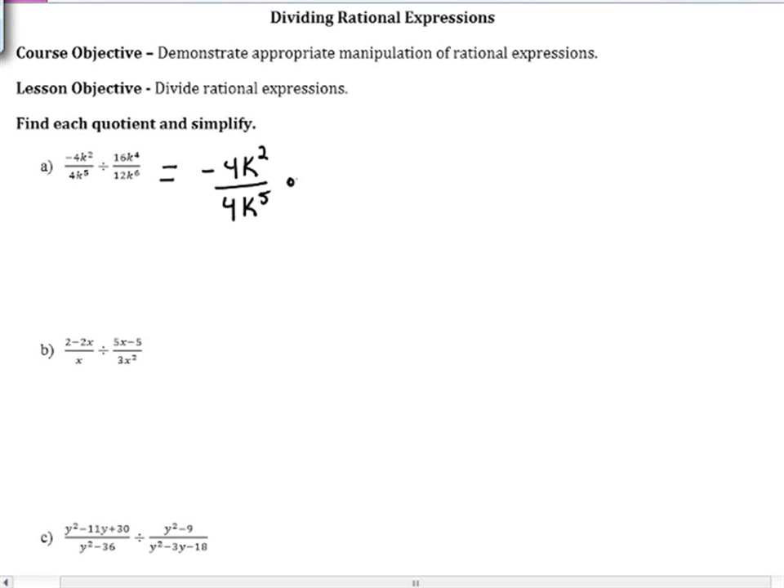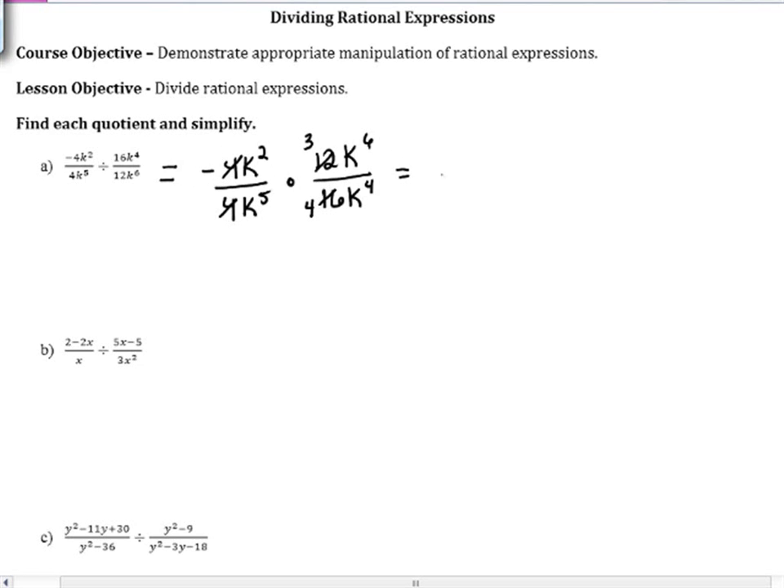And then it's going to be times, so we change it to multiplication, and then we have to flip this second fraction upside down. So we'll write the 12k to the sixth on the top, and the 16k to the fourth on the bottom. Now we have 4 divided by 4, so those will cancel. And we want the number that will divide both 12 and 16, and we want to pick the largest one if we can. And the largest thing that divides both 12 and 16 is 4. And so 12 divided by 4 is 3, and 16 divided by 4 is 4.